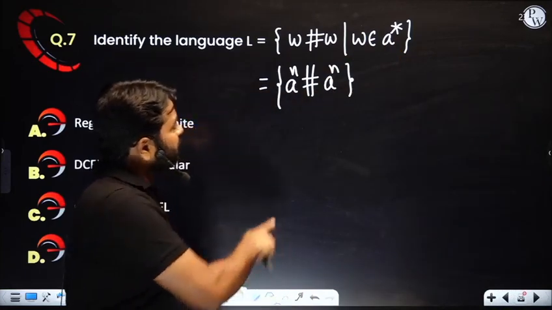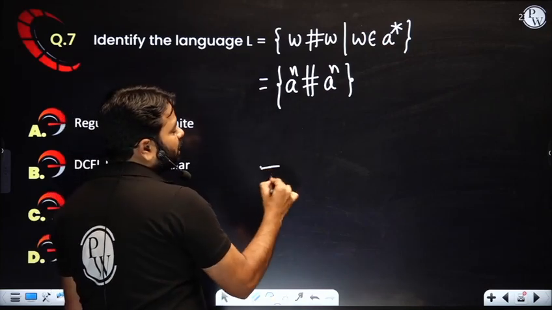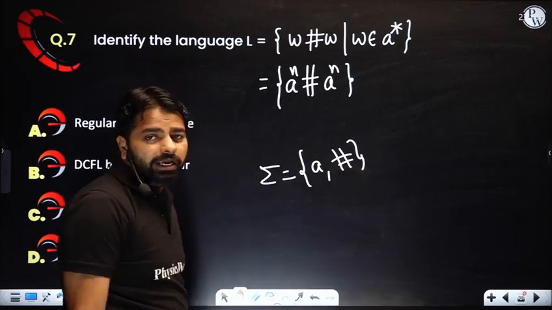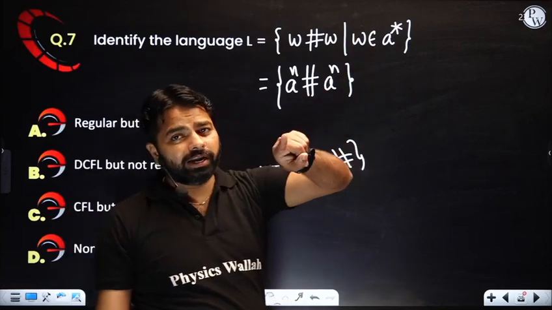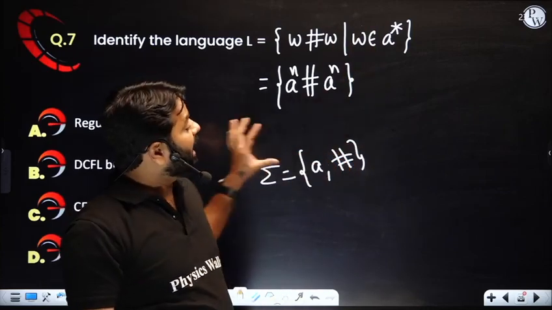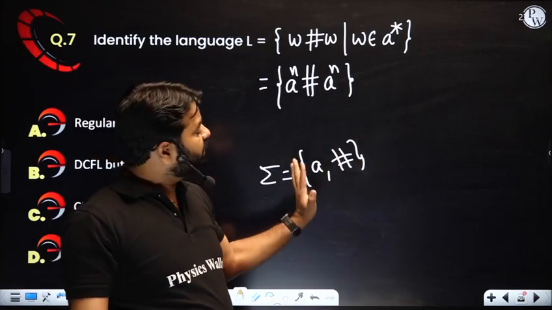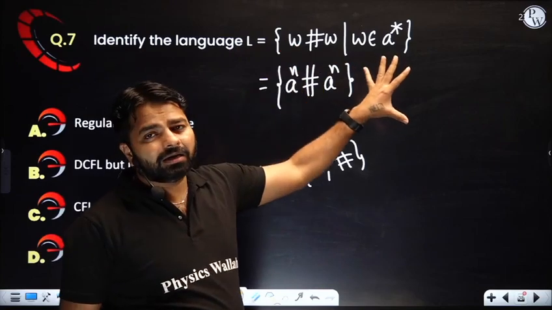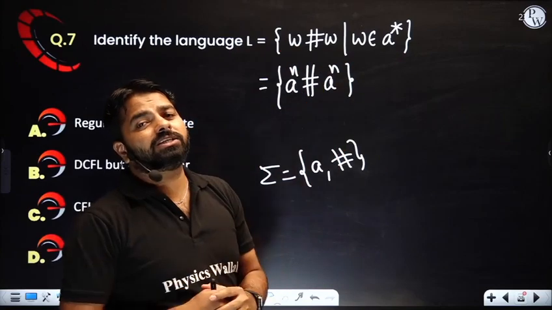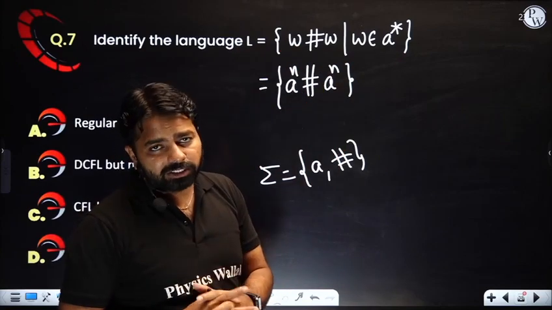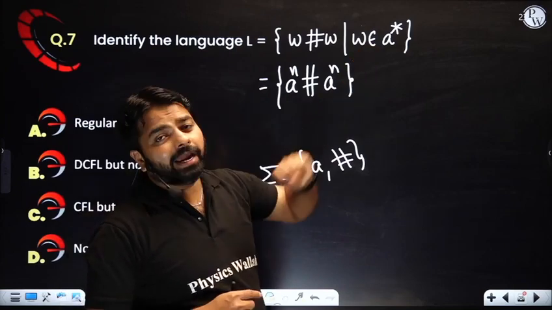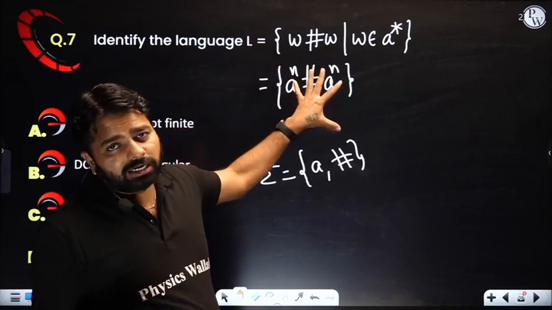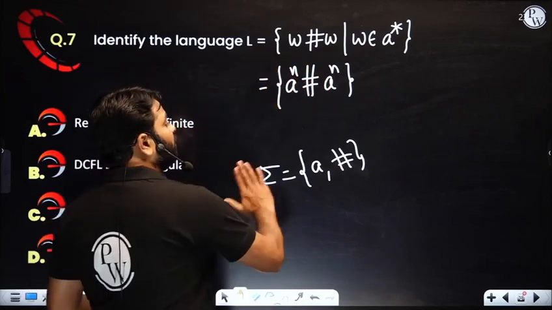Remember that in this ash, here sigma, you may assume a comma ash. Don't assume only a. w might be over one symbol, but the language is not over one symbol. Along with a, there is one more symbol ash in the string. That's why do not consider w as your language alphabet. w might be defined over a, but the language might be having more than one symbol. So this is how you should understand here. The language is not over one symbol.